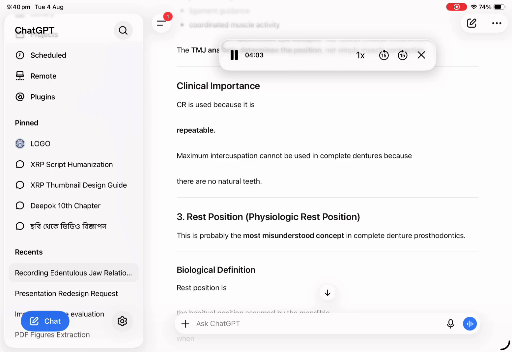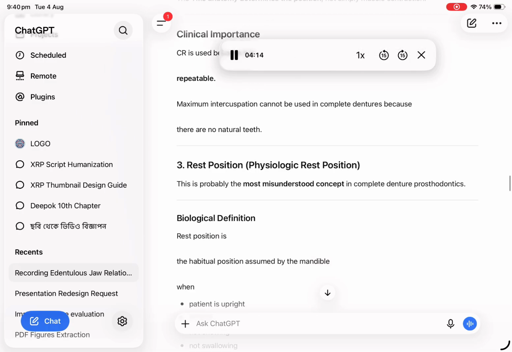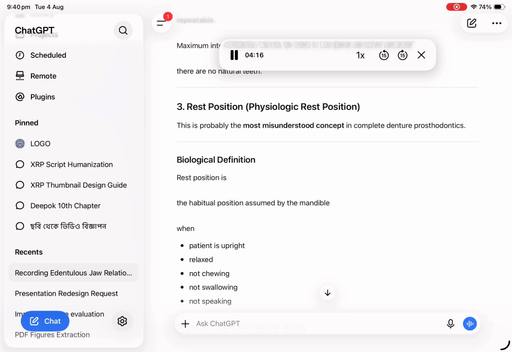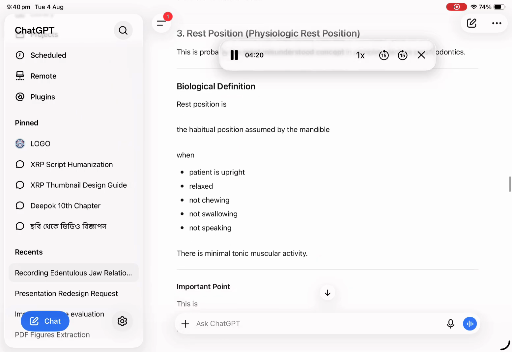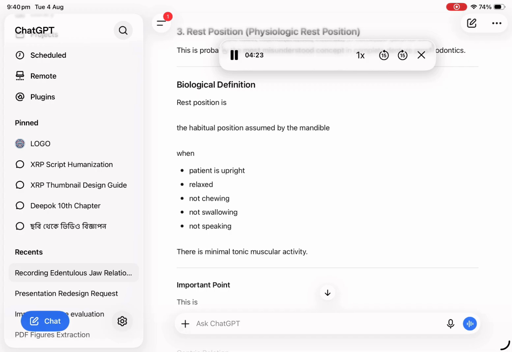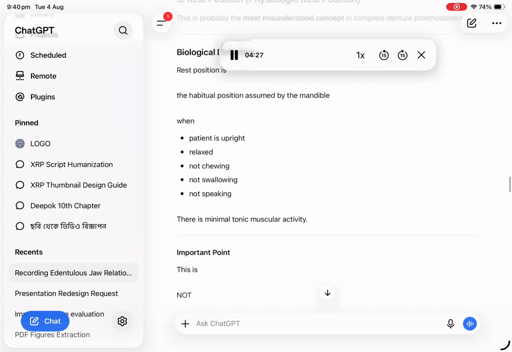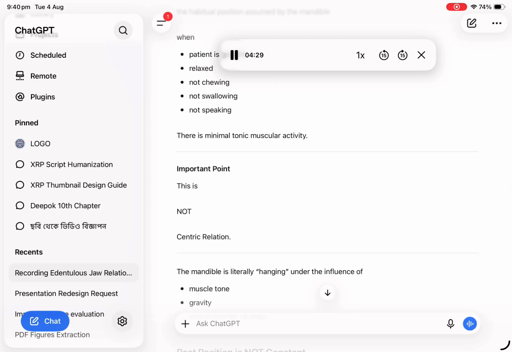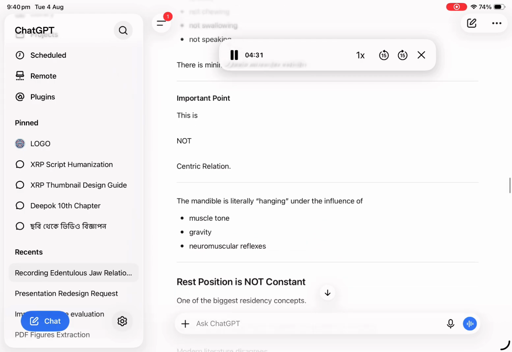3. Rest position. Physiologic rest position. This is probably the most misunderstood concept in complete denture prosthodontics. Biological definition: rest position is the habitual position assumed by the mandible when the patient is upright, relaxed, not chewing, not swallowing, not speaking. There is minimal tonic muscular activity. Important point: this is not centric relation. The mandible is literally hanging under the influence of muscle tone, gravity, neuromuscular reflexes.